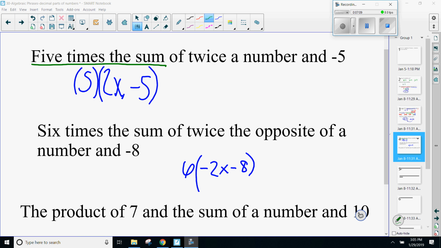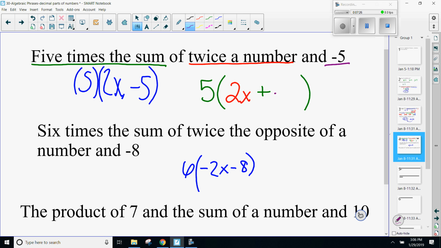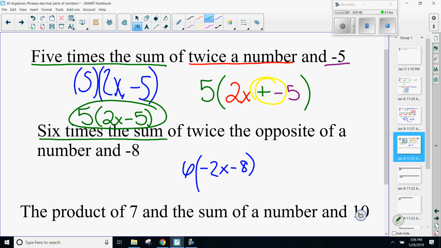So when you see 5 times the sum, 5 times means multiply the sum. 5 times the sum. The sum of what? Twice a number and negative 5. Now we want to simplify this part right here because you don't like the positive and the negative. So then it becomes 5 times 2x minus 5. 5 times the quantity. So it's going to be 5 times the quantity, 2x minus 5. Right there.